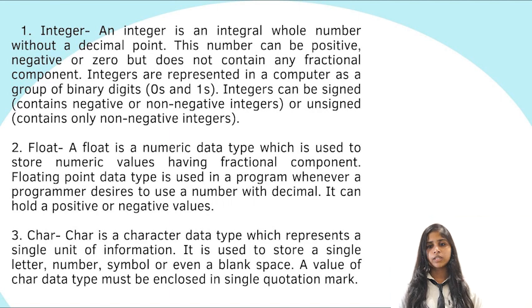Secondly, we have float. A float is a numeric data type which is used to store numeric values having a fractional component. Floating point data types are used in a program whenever a programmer desires to use a number with a decimal. It can hold both positive and negative values.